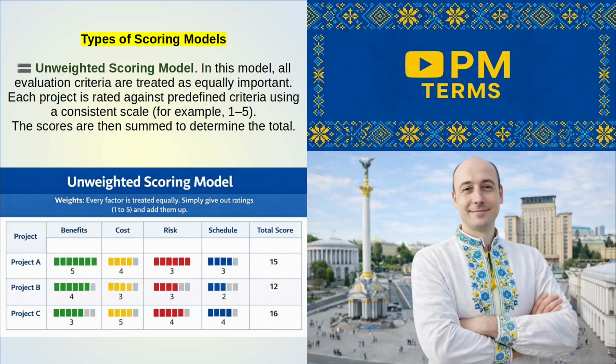Then we summed up the scores for each project. Project A scores 15. Project B scores 12. Project C scores 16. Project C has the highest total score and would be prioritized. Key limitation: this model assumes all factors have equal importance. In reality, organizations rarely treat cost, benefits, and risk as equally critical. That's the structural weakness of the unweighted approach.